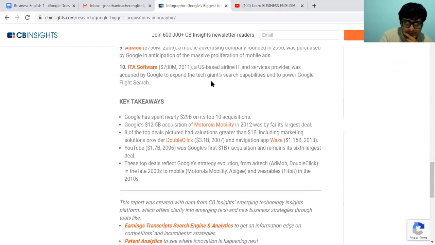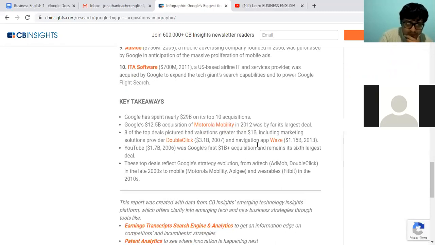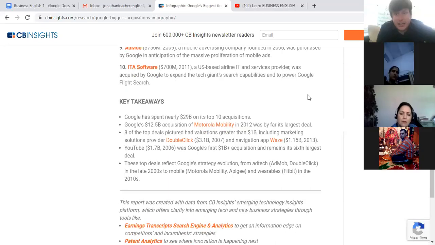And ITA Software, a US-based IT and services provider, was acquired by Google to expand the tech giant's search capabilities and to power Google Flight Search. That's the top 10 acquisitions.